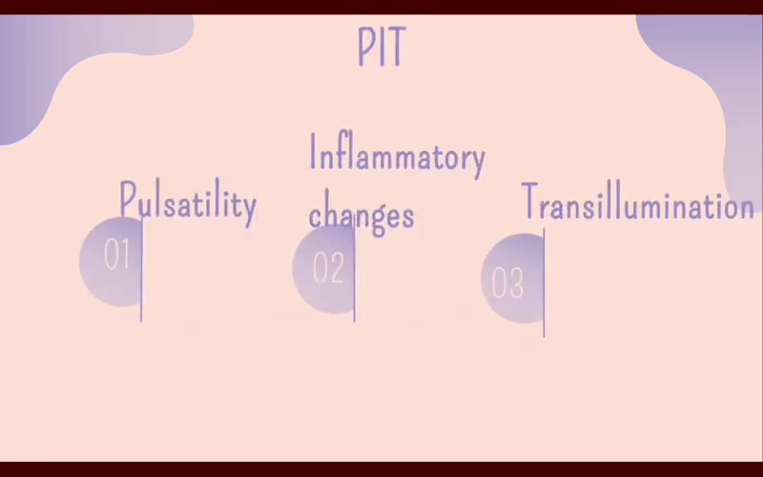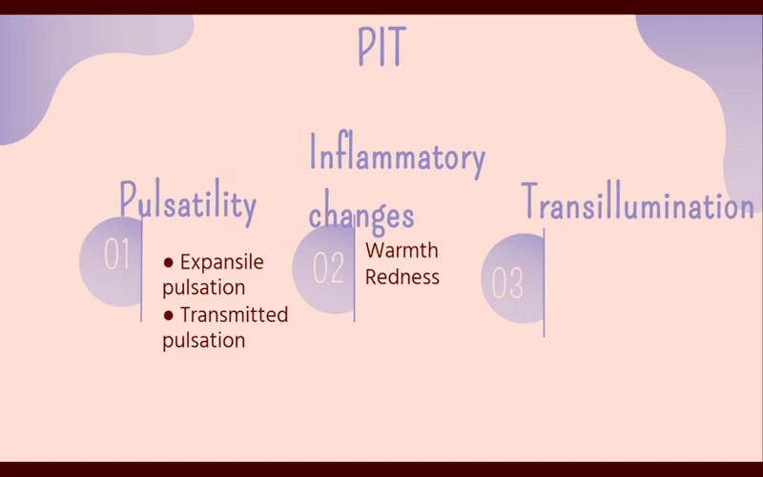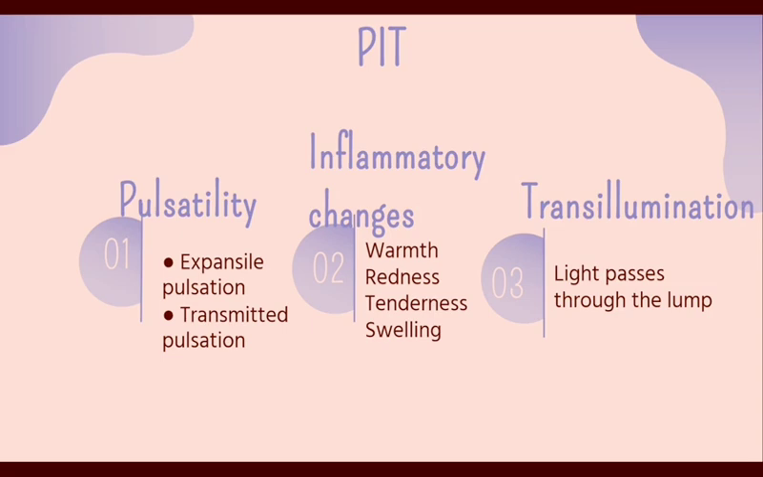The third part is the P. That we are going to talk about the pulsatility, inflammatory changes and transillumination. For the pulsatility, you have to describe whether the lump has expansile pulsation or transmitted pulsation. For the second part, inflammatory changes, you have to check whether there is warmth, redness, tenderness or swelling in the lump. And for the transillumination, you have to check whether the light passes through the lump.